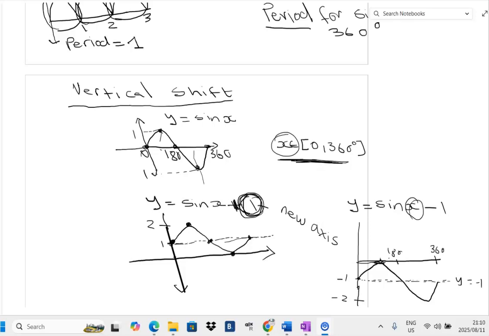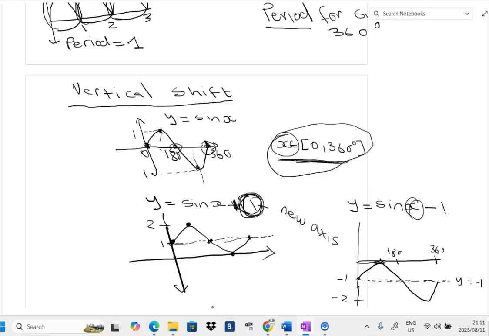Okay, I was speaking about the period, not the period, the domain. Okay, all possible x values of a function, right? So for this function, all the possible x values of this function, you can see it starts from 0 and it ends at 360.